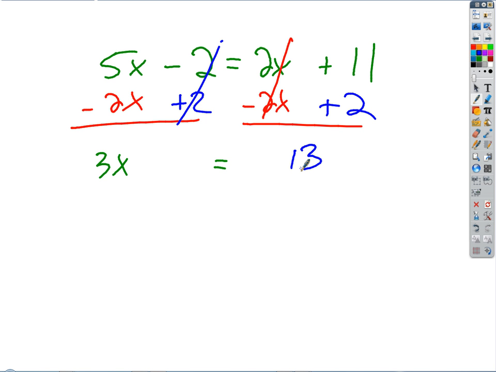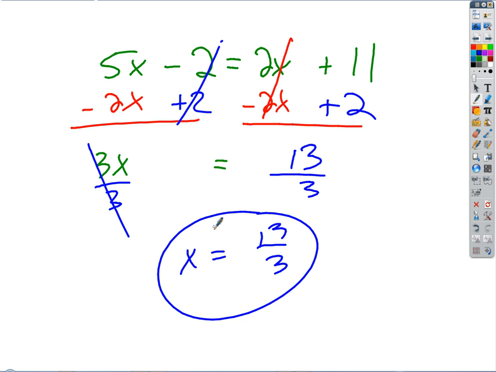Now, one last step. What do I do to get the x by itself? Divide by 3. Divide both sides by 3, and so the 3's cancel, and I end up with the answer x equals, whoops, not 13/13ths, 13 thirds. Okay? Is it a problem that we get a fraction in our answer? No. We didn't get it till the last step, right? We didn't have to really deal with a bunch of fractions there.